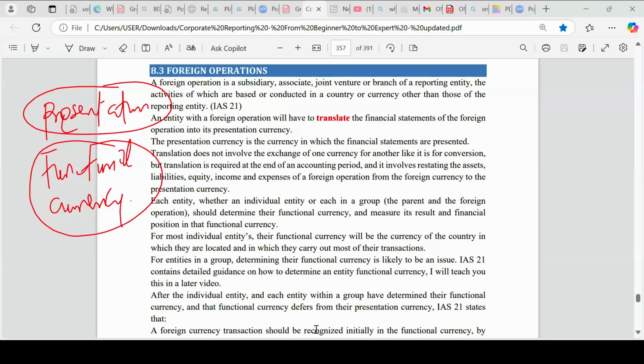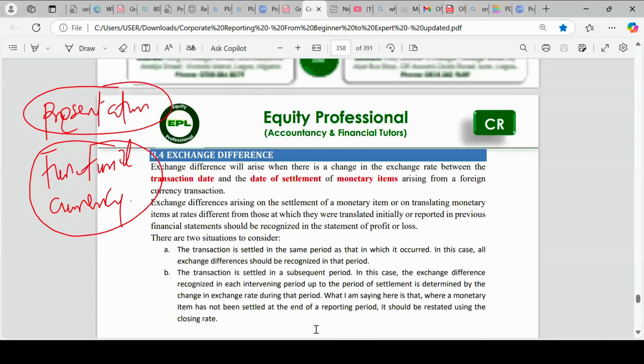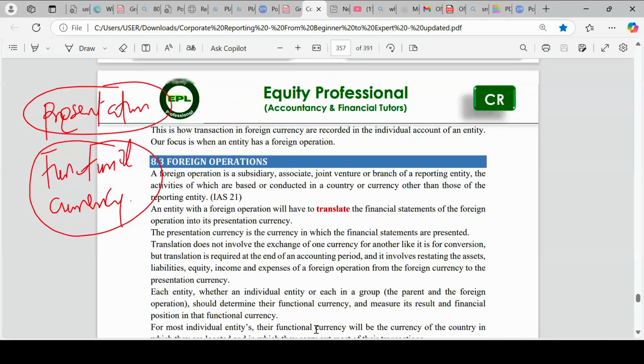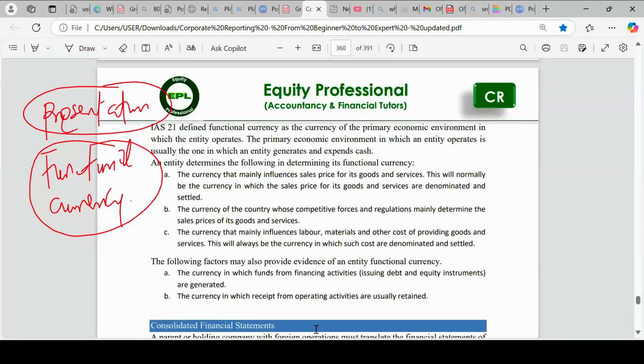Now, the standard went further to break it down. I'll just skip all of this and quickly go there. We're going to come back to the rest of the things that were mentioned here. I just want to quickly highlight those ones. Okay, you can see here it said IAS 21 defined functional currency as the currency of the primary economic environment in which the entity operates. Now, the primary economic environment in which an entity operates is usually the one in which it generates and expends cash.